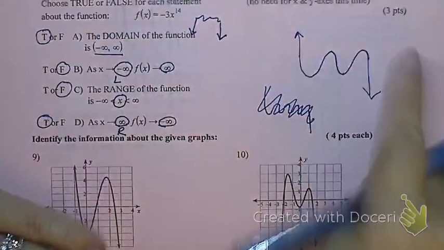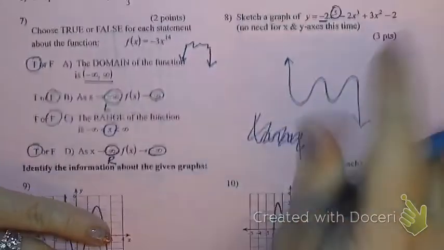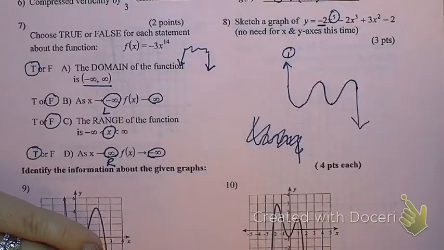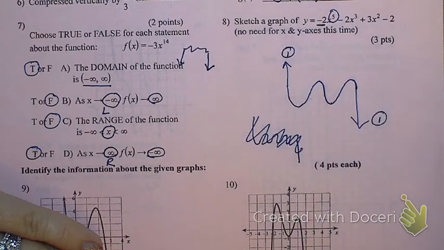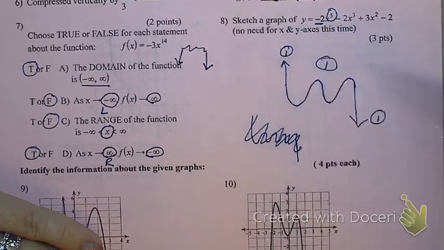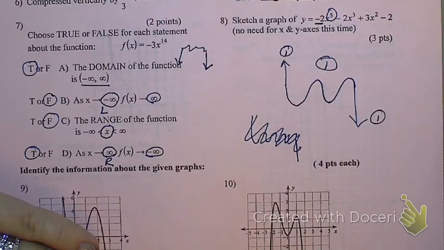The way I'd split up the 3 points was you got 1 point for the left side going the correct direction, 1 point for the right side going the correct direction, and 1 point for the correct number of bumps or bends. Okay? Good enough?